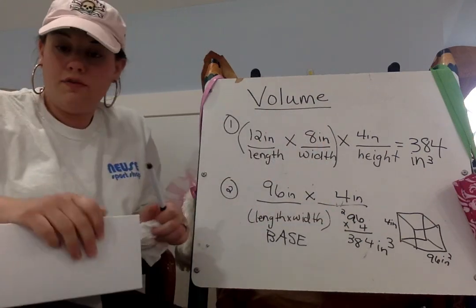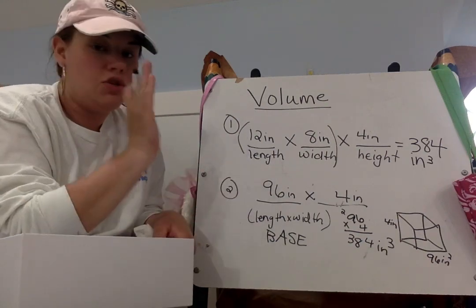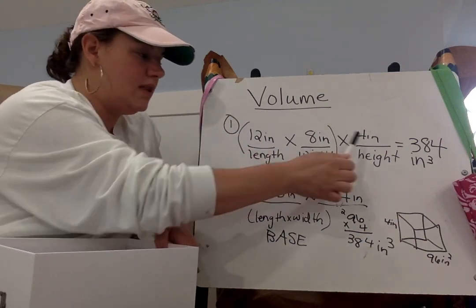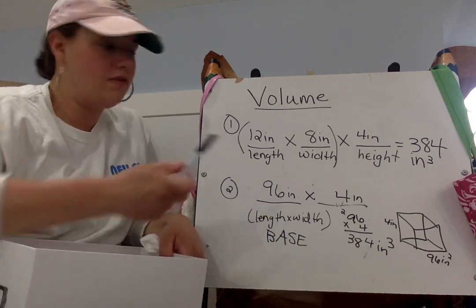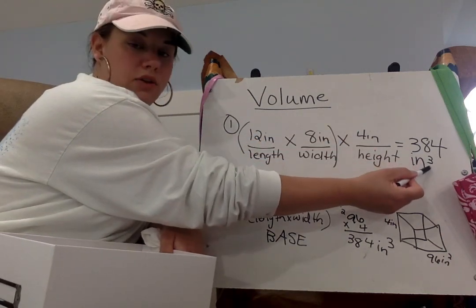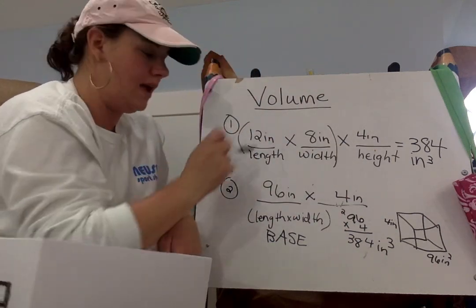Okay, so your first worksheet on Monday, you're going to be using just the straight formula, length times width times height. You'll be given 3 numbers. You multiply those 3 numbers, you've got your volume. Make sure you write your units correctly. Cubed, to the 3rd power, exponent 3.